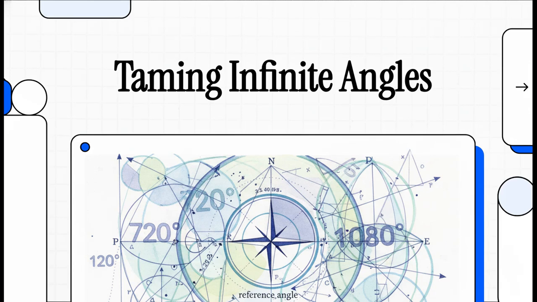Okay, think about angles for a second. They can go on forever, right? Positive, negative, spinning around and around to 720 degrees, 1080, and even way, way beyond. So how on earth do you manage an infinite list of angles in a way that actually makes sense? It sounds super complicated, but the answer is, well, it's surprisingly simple.